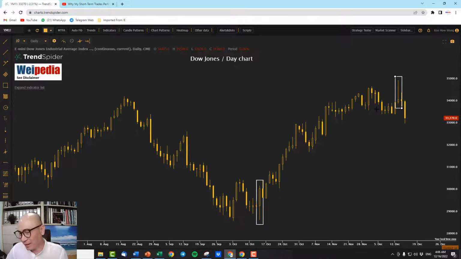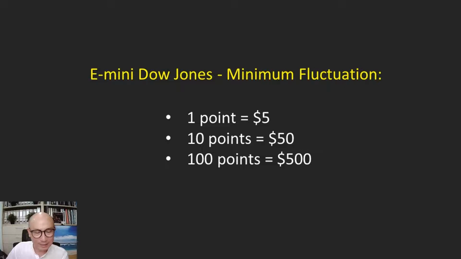And I always advocate that as a trader, we have to know what we are dealing in, the contract that we're managing. And for this example, we are looking into the CME E-mini Dow Jones. So basically it states that the minimum fluctuation, of course, is 1 point is worth $5. It means that 10 points is $50 and 100 points is $500.